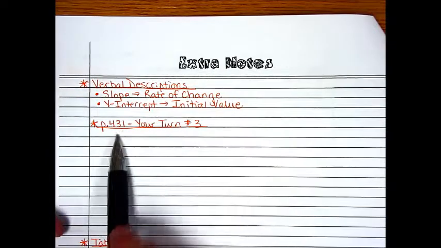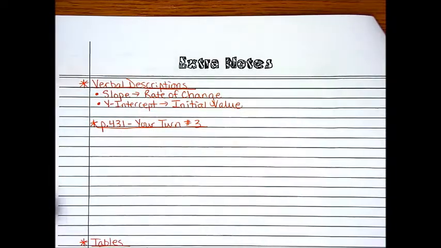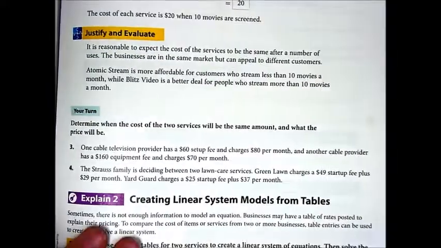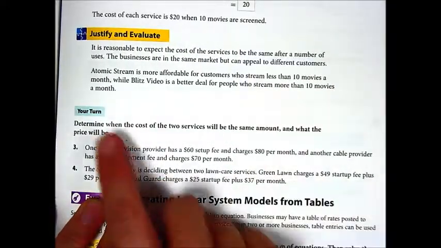So everybody needs to catch up to this point. And then we need to open textbooks to page 431 so that you can actually read the verbal description or word problem that goes along with your turn number 3. So feel free to pause if necessary until everyone gets there. And then here is that problem. So let's read through it first, and then we'll understand what we need to be able to do.